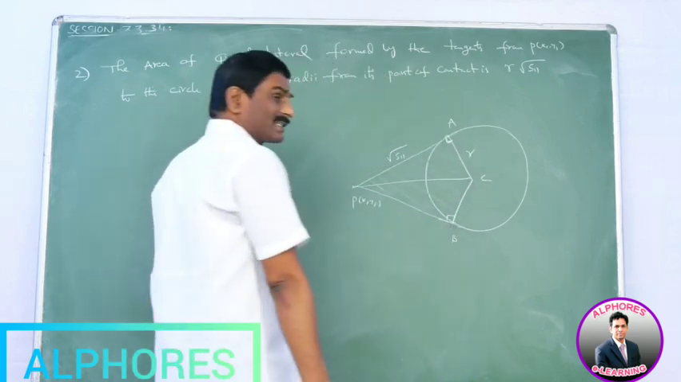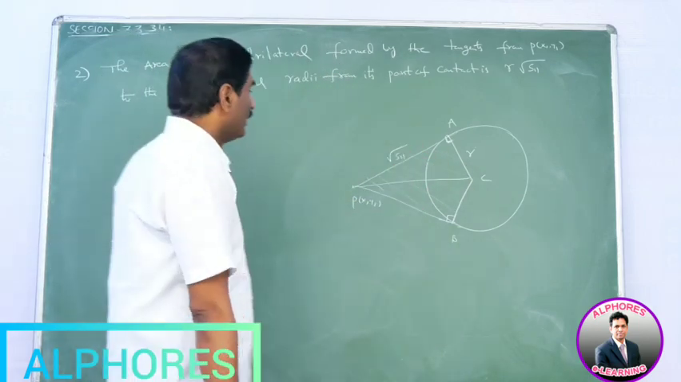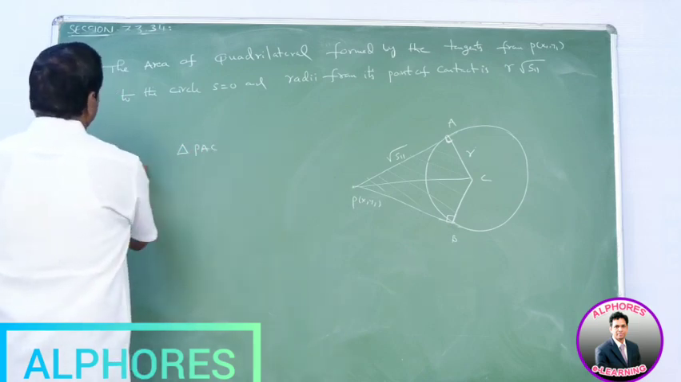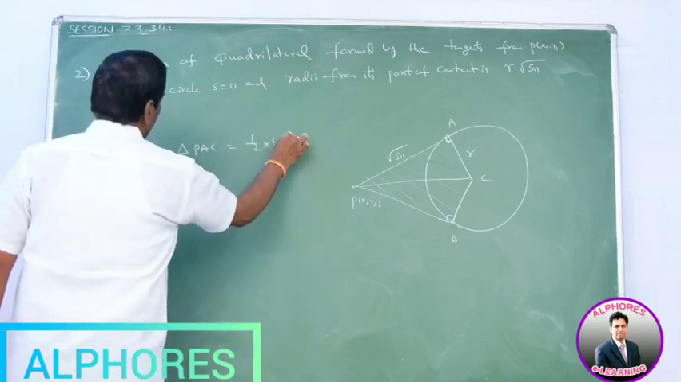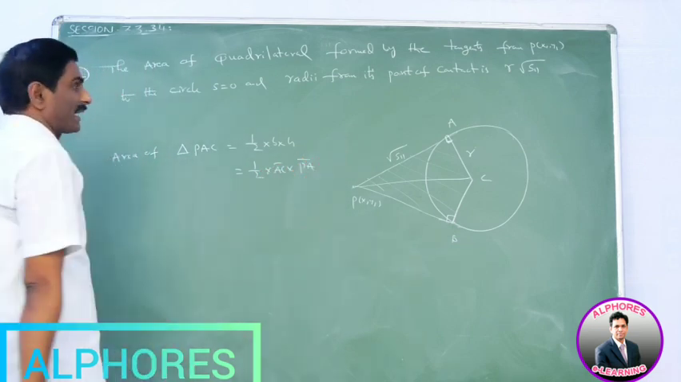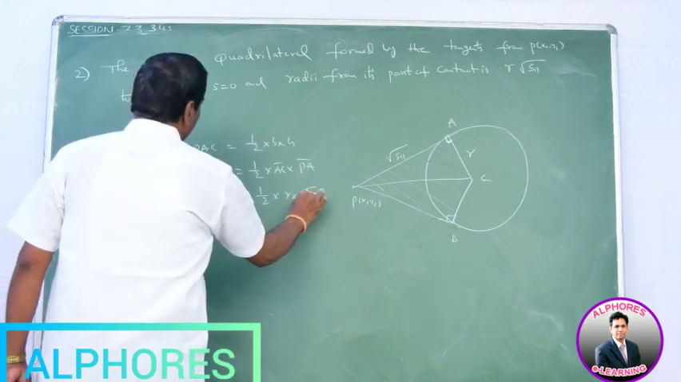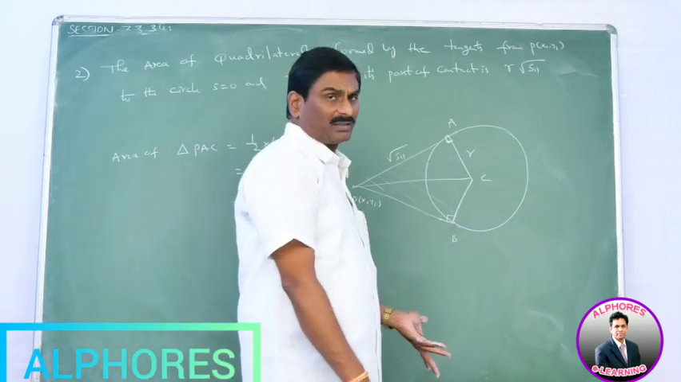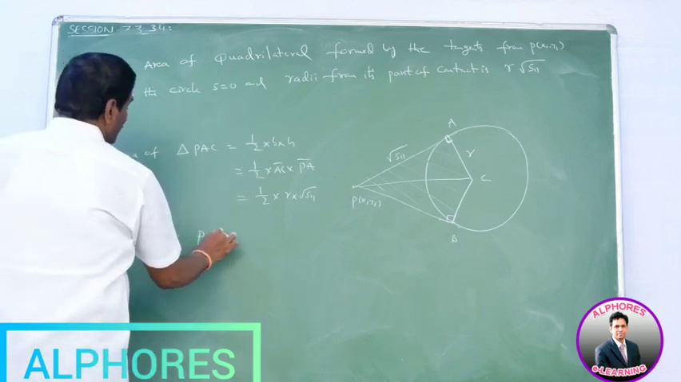It is a right angle triangle. In any triangle, what is the area? Half of base into height. Suppose AC is the base, height is PA. The area of triangle PAC is equal to half into base into height. AC is nothing but radius, PA is nothing but length of the tangent. That is equal to half into r into root s11. Here the area of triangle PAC is equal to area of triangle PBC. These two are congruent.